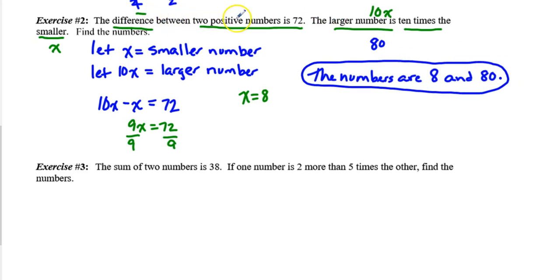Let's do our check for reasonableness. The difference between our two numbers, is it 72? If I do 80 minus 8? Yep. And is the larger number 10 times the smaller? Sure is. Feeling good about it. Last one we're going to look at in this video.